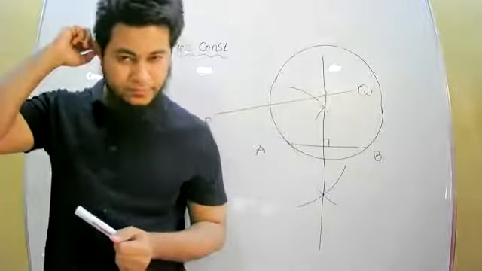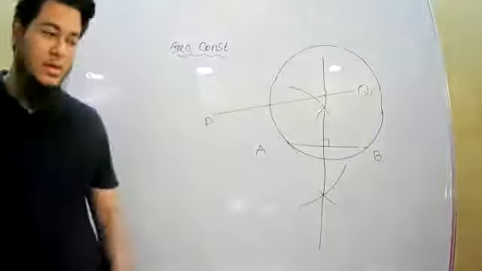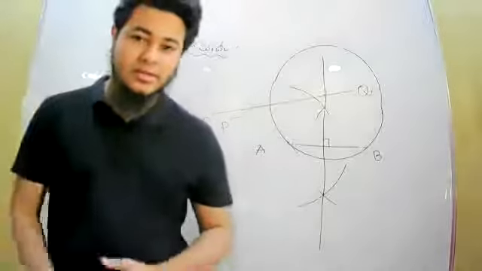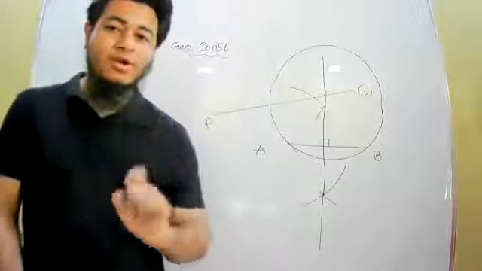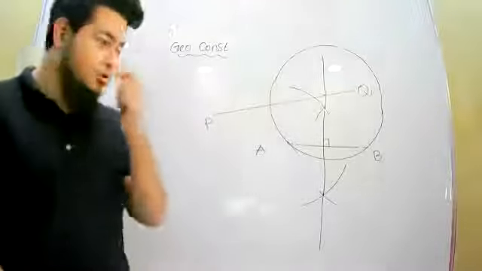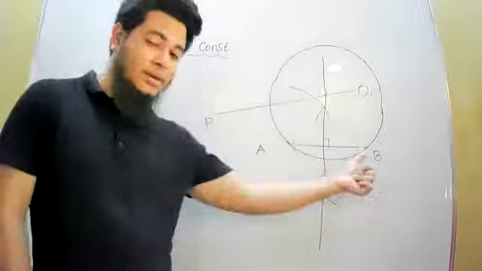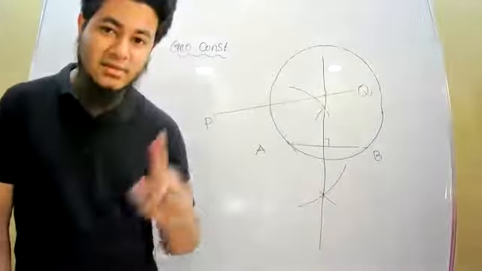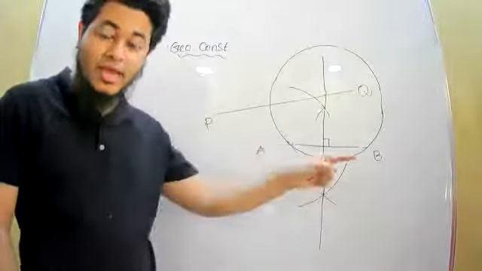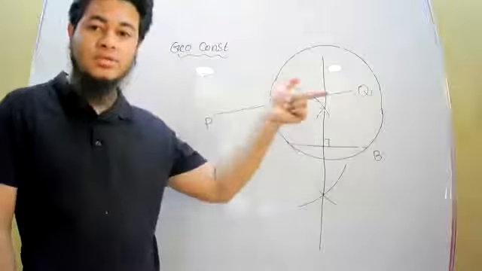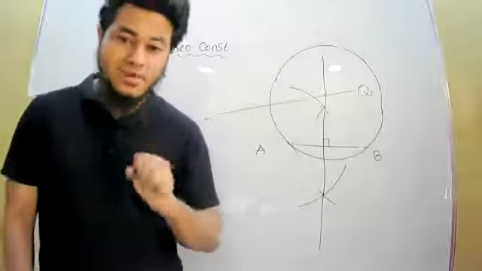Yes, sir. Okay. Let me tell you the steps again. So first you have to write particular enunciation. Particular enunciation will be like this. We have a straight line PQ and 2 points A and B. We have to draw such a circle which passes through A and B, and the center of whose lies on the straight line PQ. This is particular enunciation.